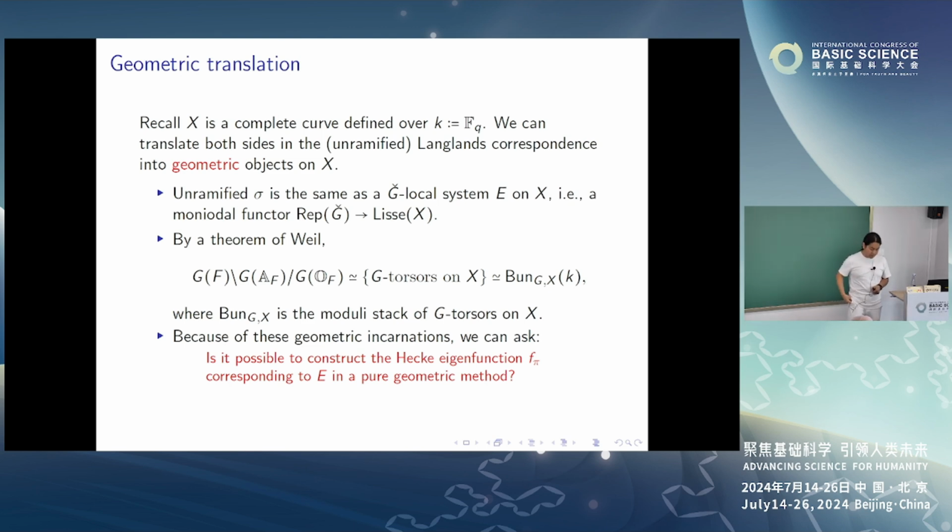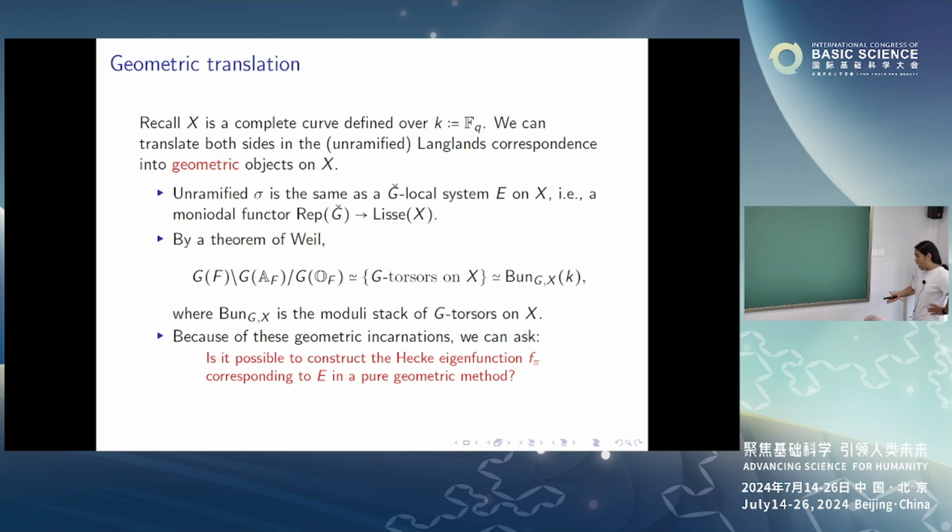I just gave you a very quick review of the global Langlands conjecture, and now I want to talk about its geometric translation. So recall our X is a complete, smooth, geometrically connected curve over this finite field, and our F is the function field of this X. So we can actually translate both sides in Langlands correspondence into geometric objects about X. Let's first look at the Galois side.